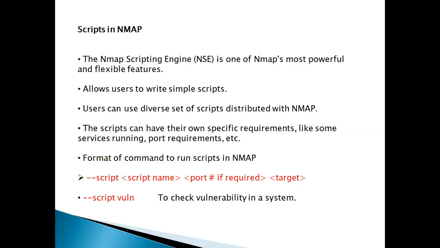And the general format of the command to run scripts in Nmap is dash dash script, then the script name, and port number if required. It is not mandatory. And then the target IP address. For example, we can use the command dash dash script vuln to check vulnerability in a system.